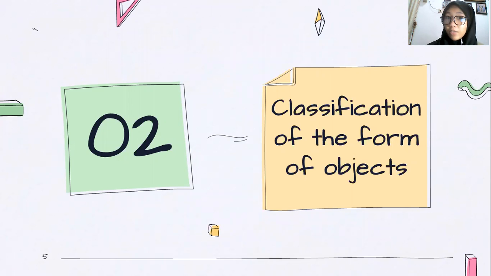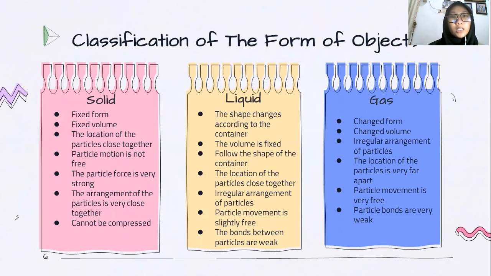Okay. Next topic is classification of the form of objects. Do you know classification of the form of objects? Okay, I will explain it. The objects that exist on this earth have various forms, ranging from solid, liquid, to gas. All of these objects have something in common. They have mass and occupy space or volume.